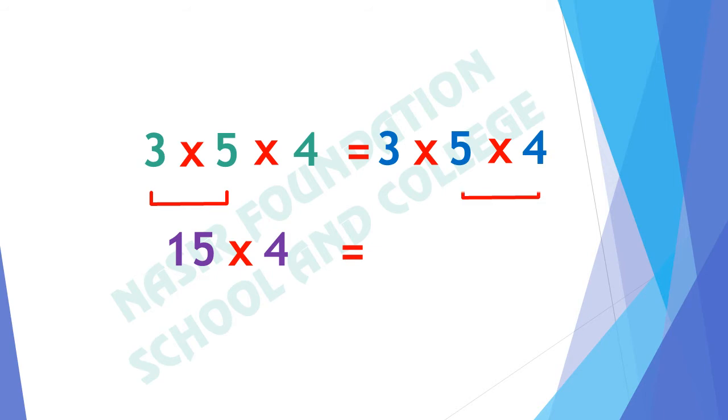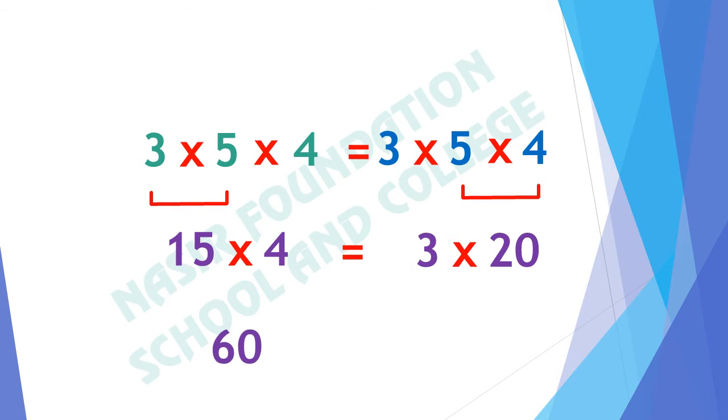On the right hand side, we will multiply 5 and 4 in the first step. We will write 3 as it is. Now multiply 5 and 4 and tell me the answer. 5 into 4? 5 into 4 we get 20.